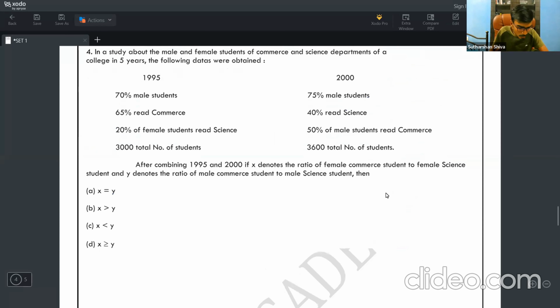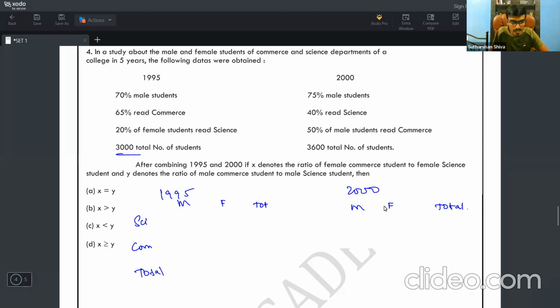Now I want to do that table format again. I will prepare two tables, one for 1995 and one for 2000, each with science students and commerce students, and the same male, female, total columns. Everything else follows the same pattern. Here I will put the total: 3000 students are there, so in total it is going to be 3000.